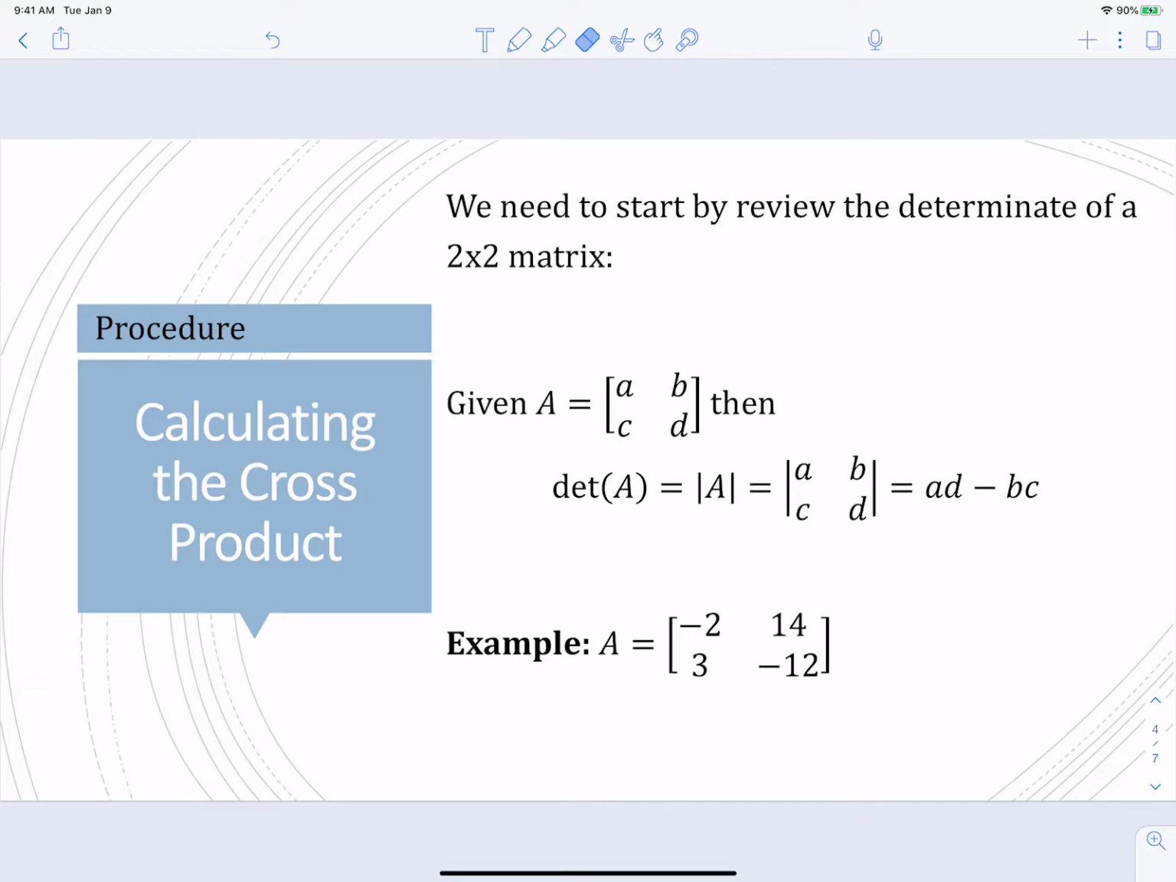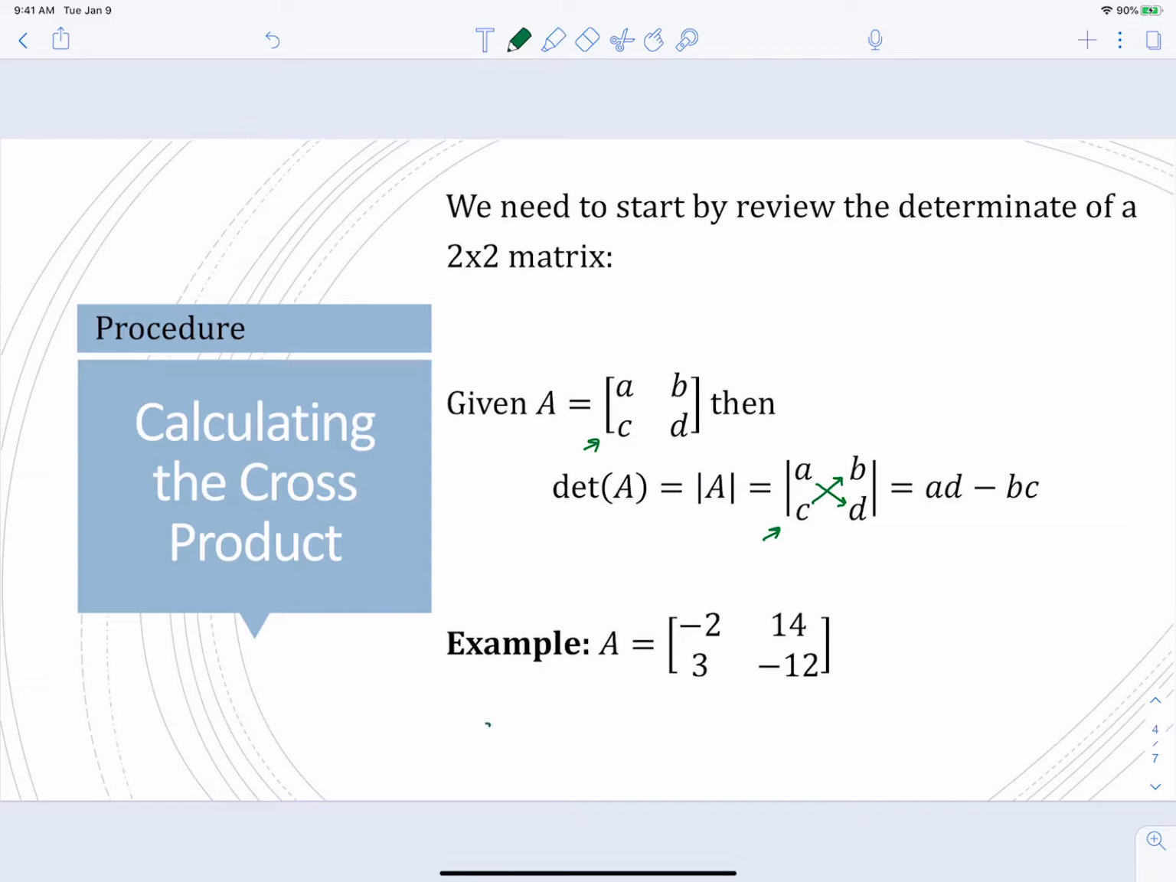Those are the numbers in our matrix, and the determinant of A, which we write by putting absolute value bars around A. This is probably the third use of these kinds of bars, because we use them for magnitude, for absolute value, and now for determinants. Normally we write a matrix with square brackets, but with the determinant we put those numbers between absolute value bars. The determinant is a number, and it is literally just A times D minus C times B: those diagonal elements multiplied together and subtracted.